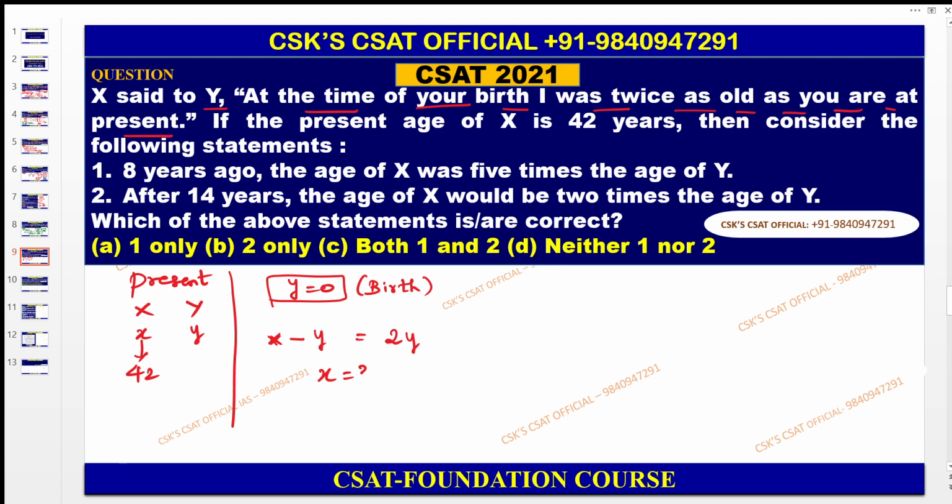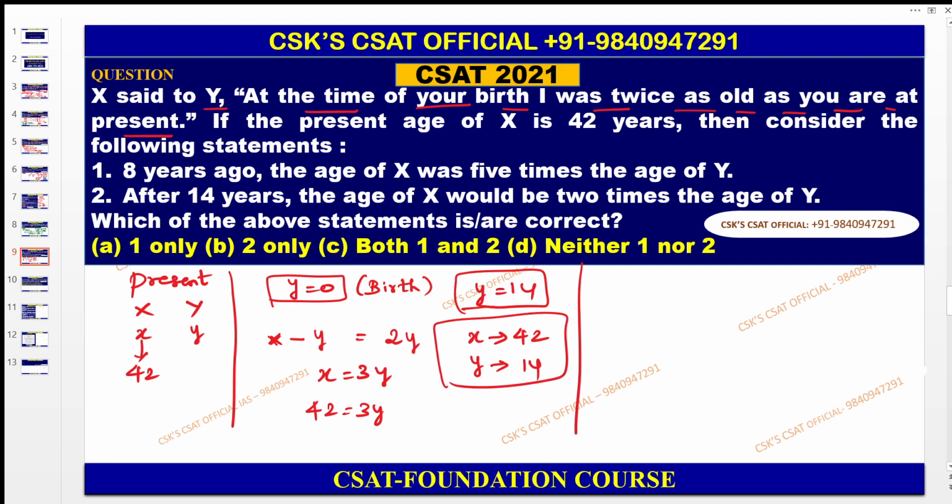Now X is equal to 3Y. You know the value of X, 42. So 42 is equal to 3Y. So Y is equal to what? 14. Now you have found the ages of them. So now the age of X is equal to 42 and the age of Y is equal to 14. After knowing this, we can go with the statements.